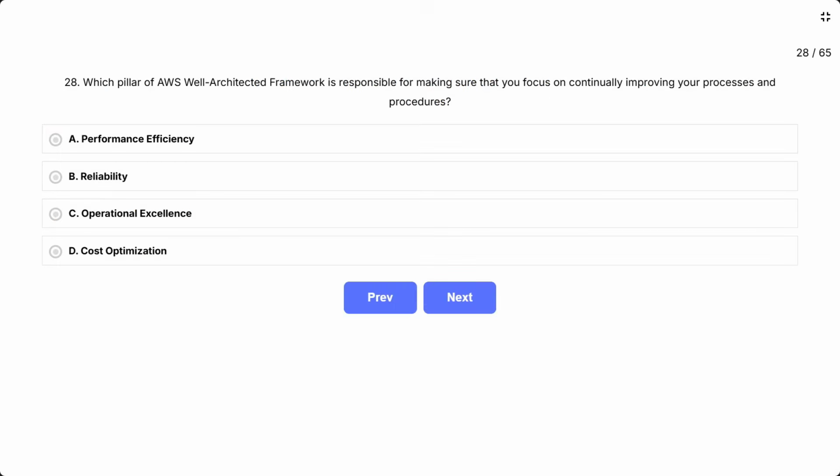Question 28. Which pillar of the AWS Well-Architected Framework is responsible for making sure that you focus on continually improving your processes and procedures? A. Performance efficiency. B. Reliability. C. Operational excellence.